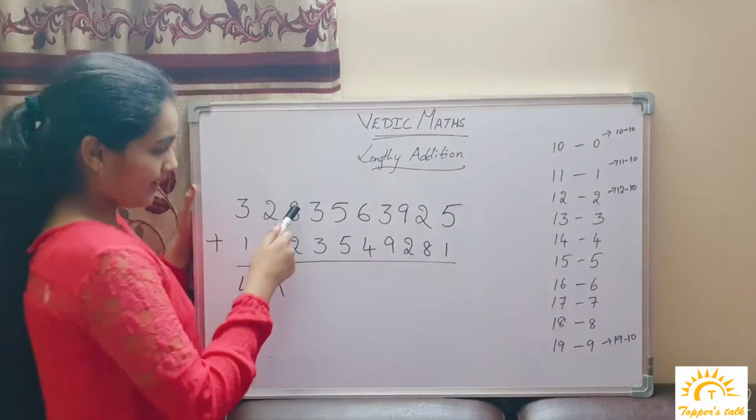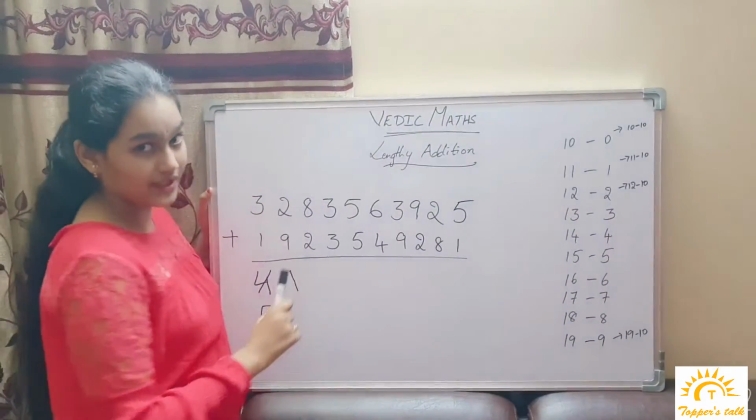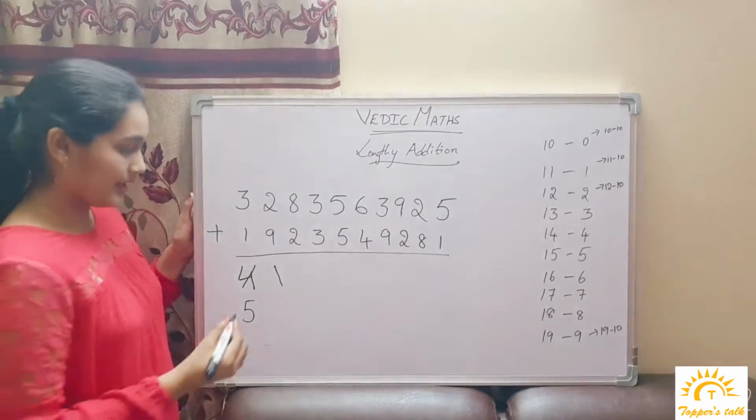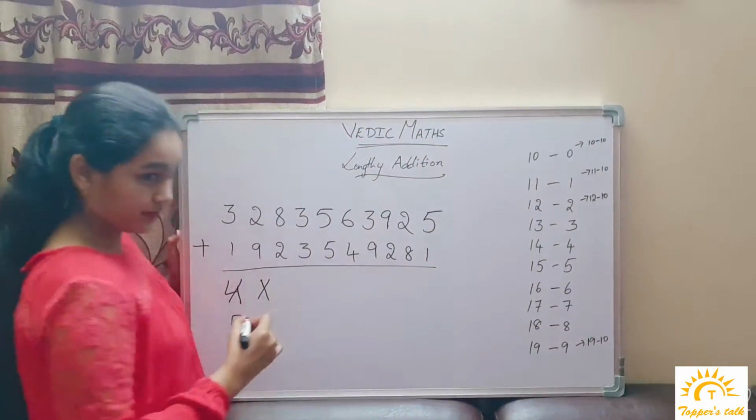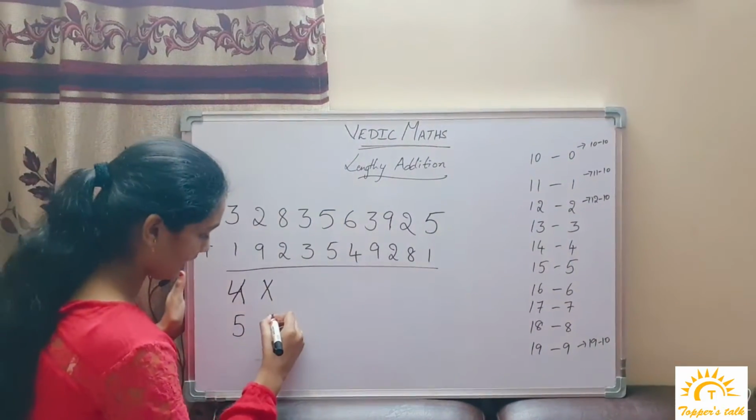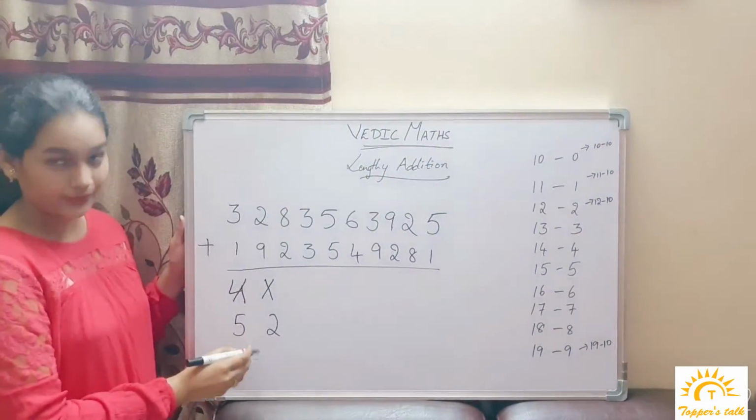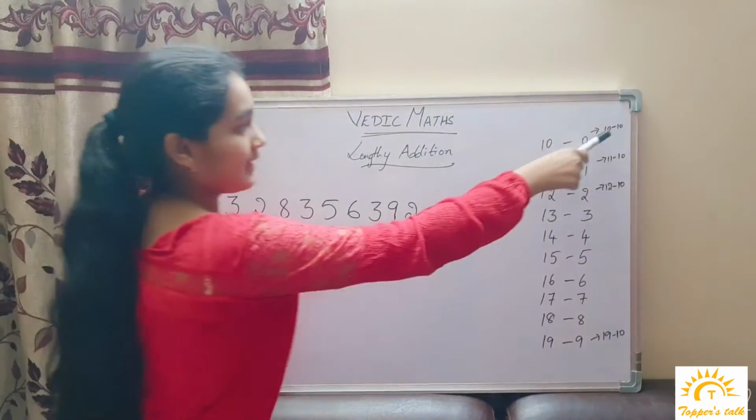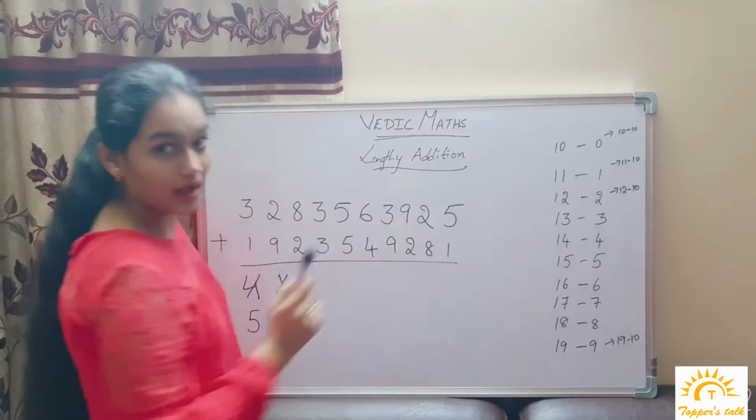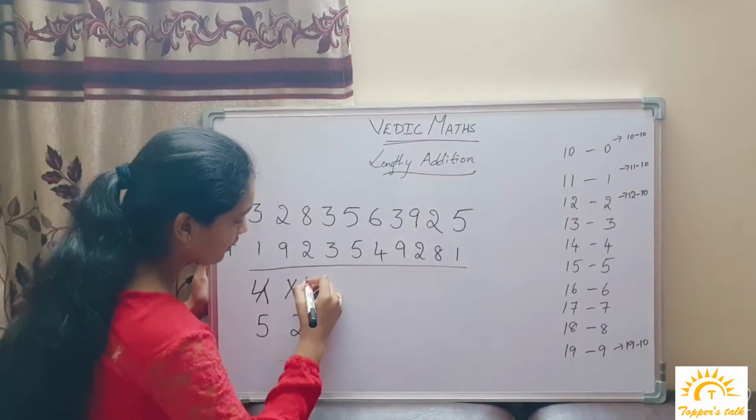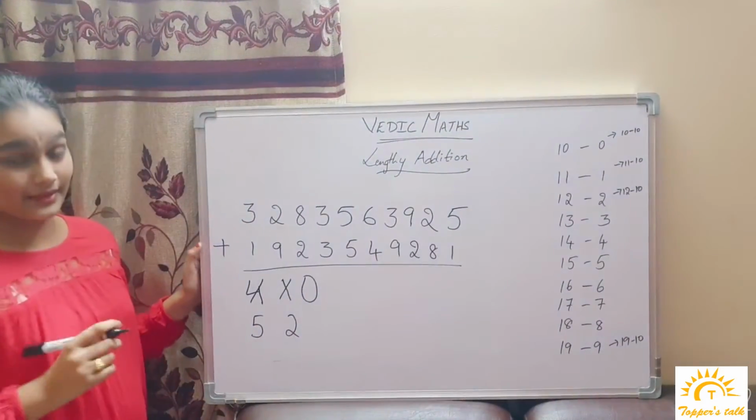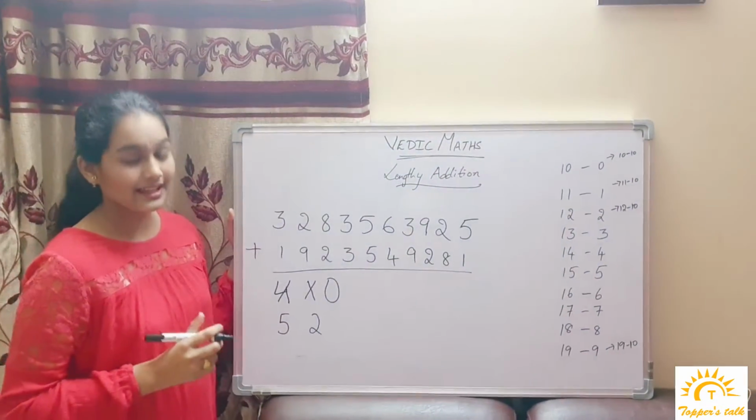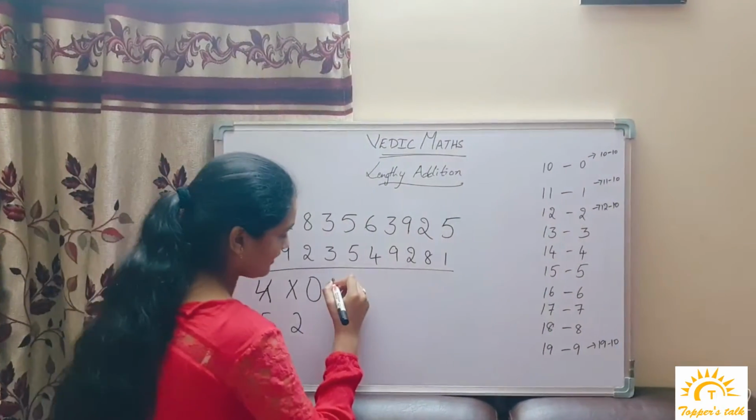Next, we have to do 8 plus 2, which is 10. 10 is also a double digit number. So we have to cross the before number, which is 1, and write the next number, 2. 1 plus 1 is 2. Then we have to subtract 10 from 10. 10 minus 10 is 0. So we have to write that 0 over here. Next, we have to do 3 plus 3, which is 6, and write that 6 over here.